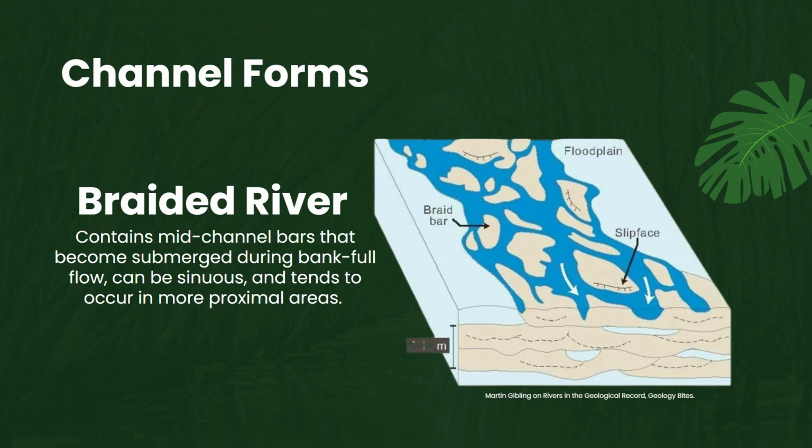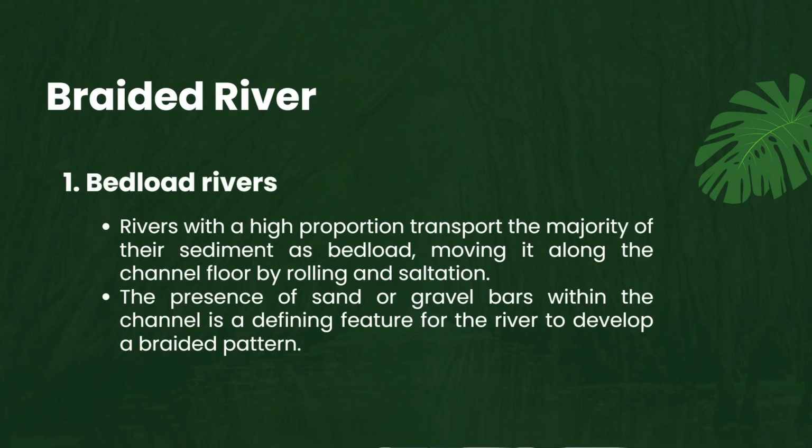These bars are not permanent landforms as they can become submerged during bankfull flow and reappear as water levels drop, dividing the river into several smaller channels. The channels in a braided river may also be sinuous, meaning they may curve gently rather than flow in straight lines. Additionally, braided or bedload rivers are typically found where there is a high volume of coarse sediment, such as gravel and sand, that moves along the riverbed by rolling or bouncing, a process known as saltation.